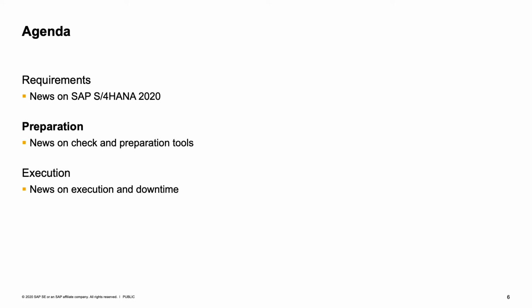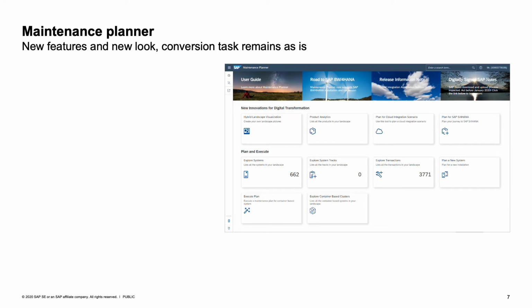Let us now have a look at the preparation phase and at the news for the checks and the preparation tools. We start with the maintenance planner that is used to plan the conversion and provide the software. You see the new look the maintenance planner has, with additional features. Nevertheless, for the conversion planning, there are no news. You see, we still have the tile Plan for SAP S/4HANA, which is used.